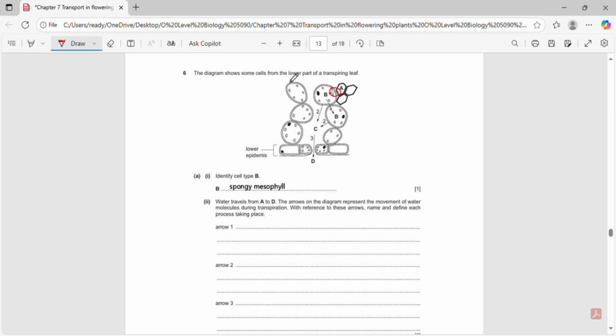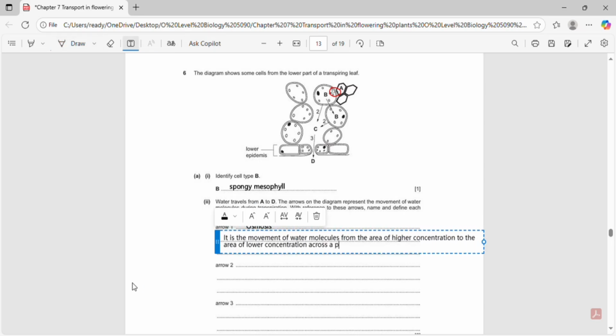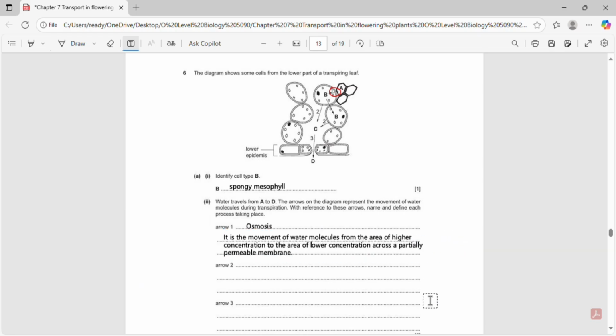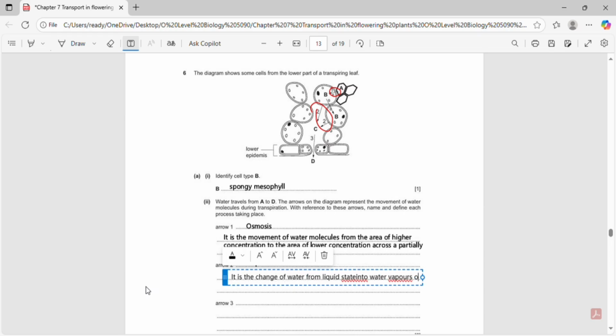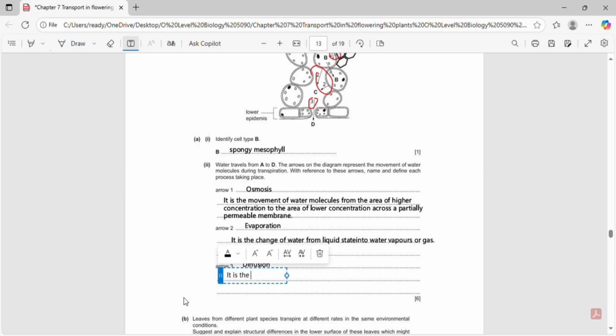And the answer is, arrow 1 shows osmosis. This is the movement of water molecules from a region of higher concentration to a region of lower concentration across a partially permeable membrane. Arrow 2 shows evaporation. This is the change of water from liquid state into water vapor, or gas. Arrow 3 shows diffusion. This is the net movement of molecules from a region of higher concentration to a region of lower concentration, down a concentration gradient.